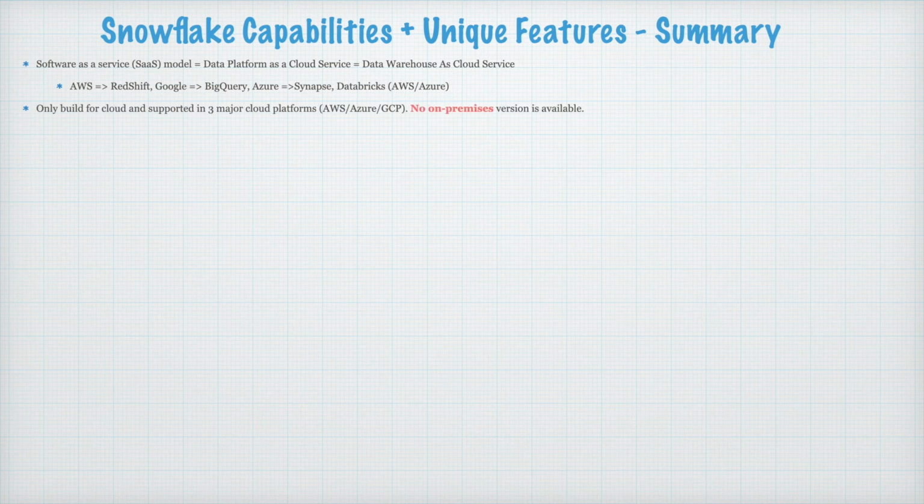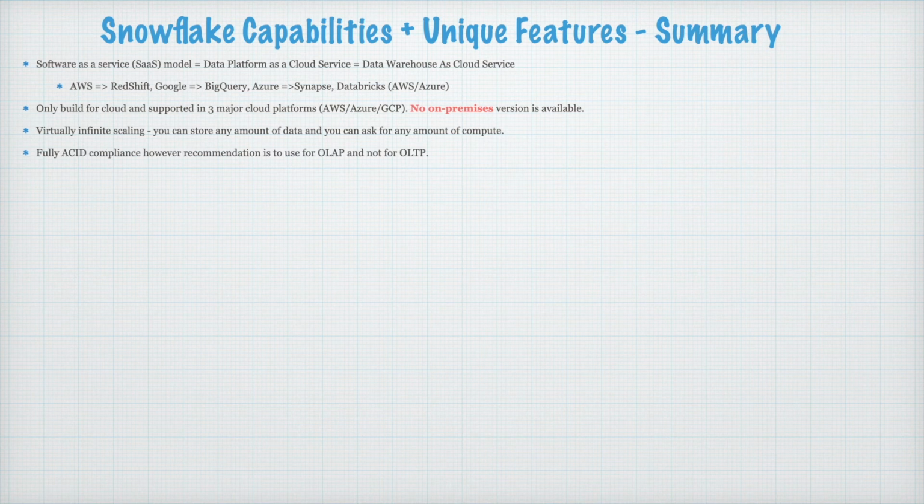Only built for cloud and supported on the 3 major cloud platforms, so you would not get any on-premises version of Snowflake. Virtually infinite scaling. You can store any amount of data and you can ask for any amount of compute. Fully ACID compliant, however recommended only for OLAP kind of workload, not for OLTP. Supports the ANSI SQL standard and all standard SQL statements work in Snowflake.